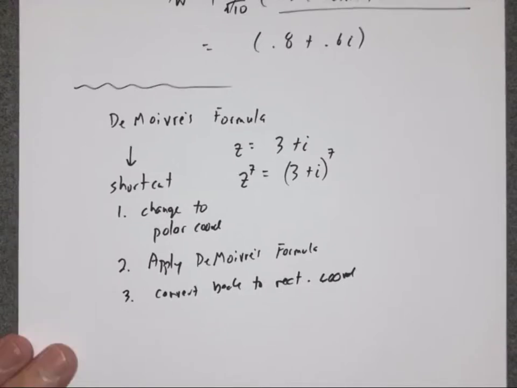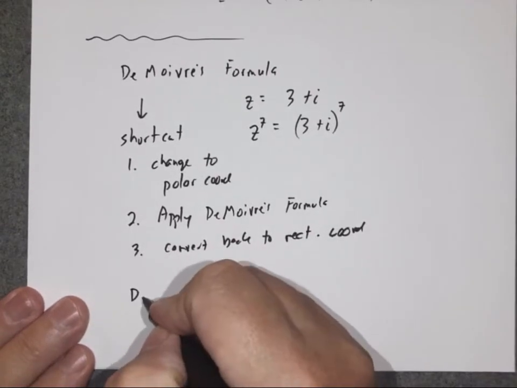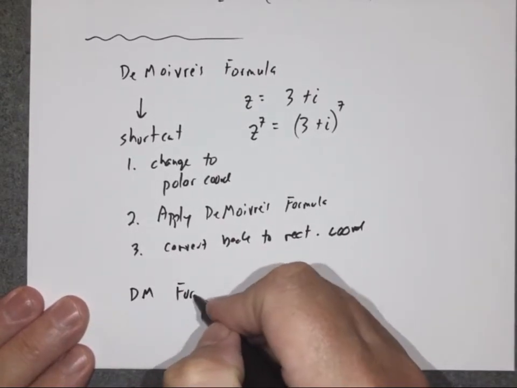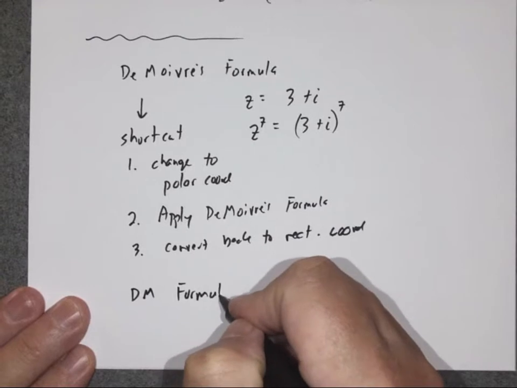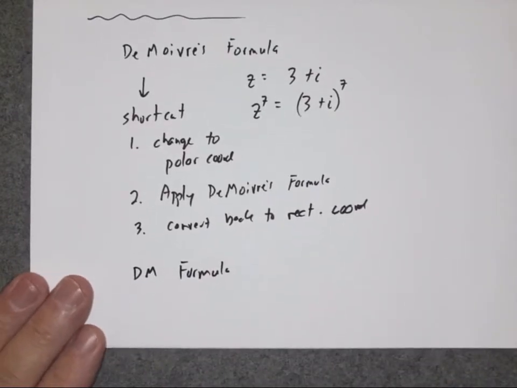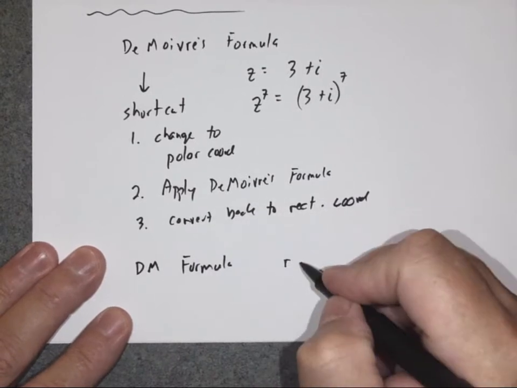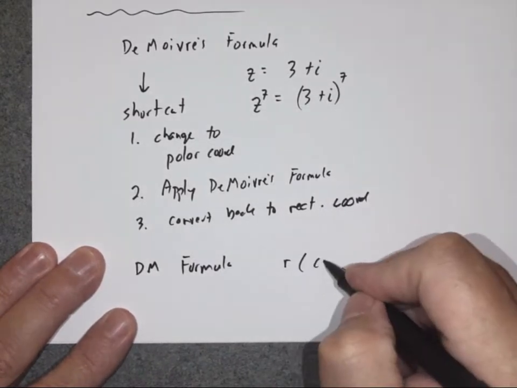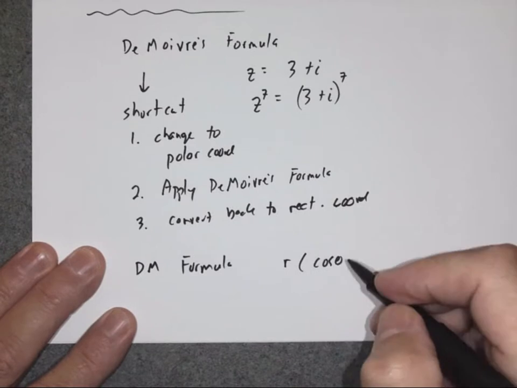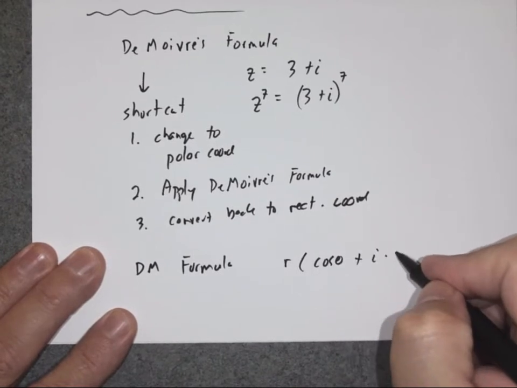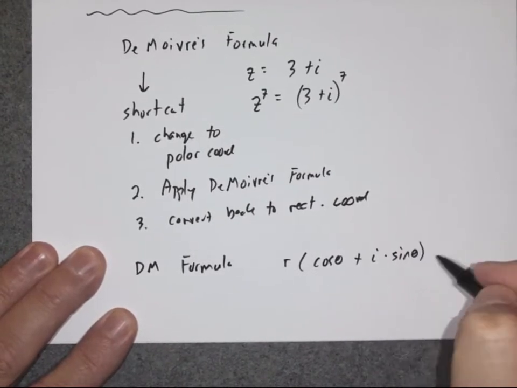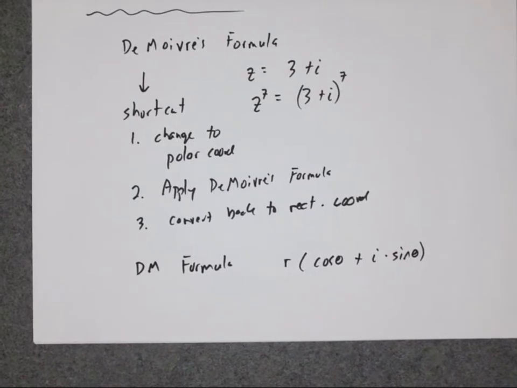Let me go ahead though and give you this formula that De Moivre came up with, so when we get ready to use it, we'll know what it is. So here it is. Here's the standard way we write a complex number in polar coordinates, right? There it is.